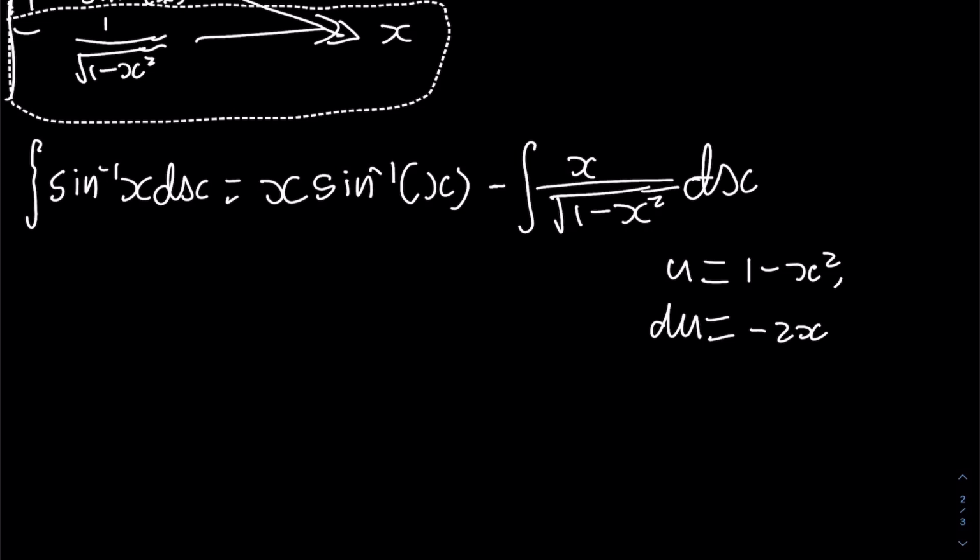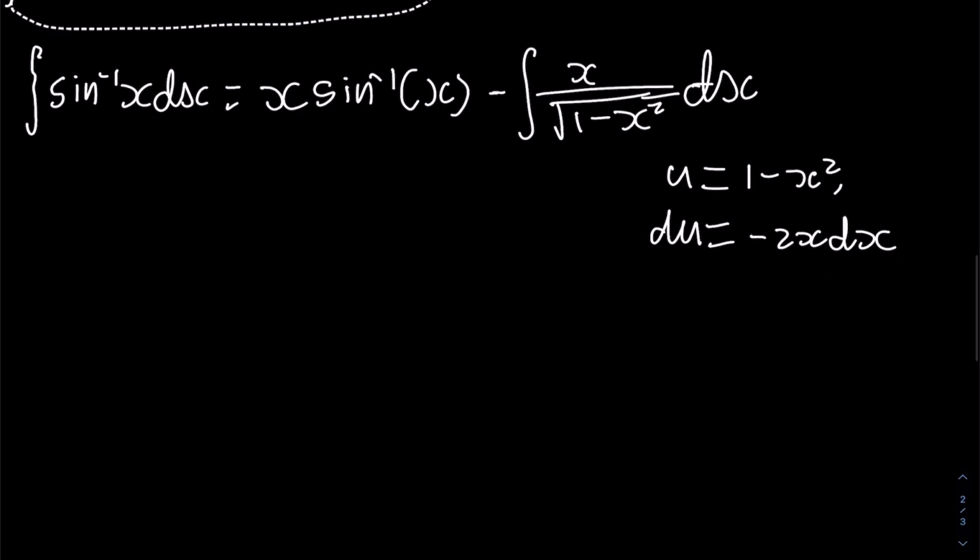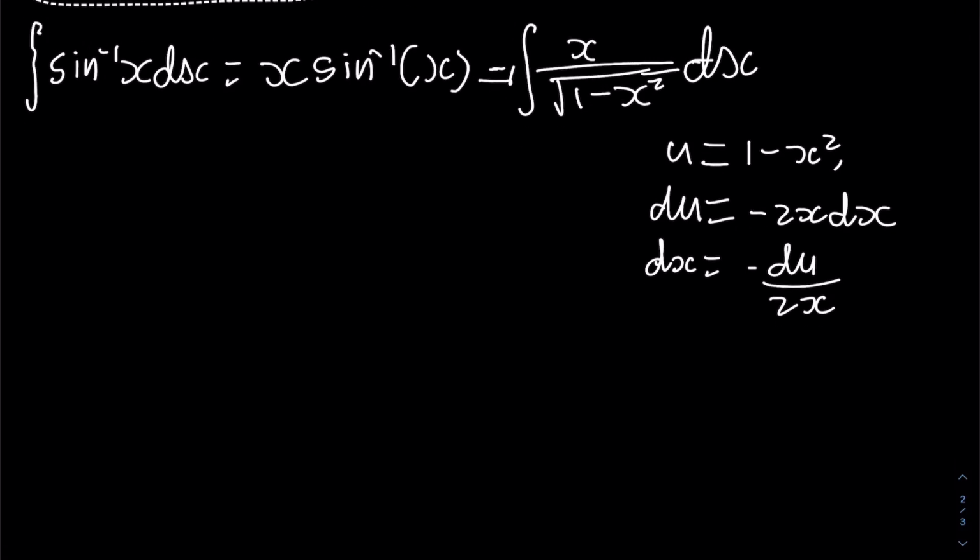And then what we see here, because of x, we have to multiply by the derivative of x, which is dx. Now we need to isolate for dx. We see that dx is negative du by 2x. So here we have a negative 1/2 multiple, which we can take out of this integral, and the negative 1/2 with this negative will become a positive 1/2.